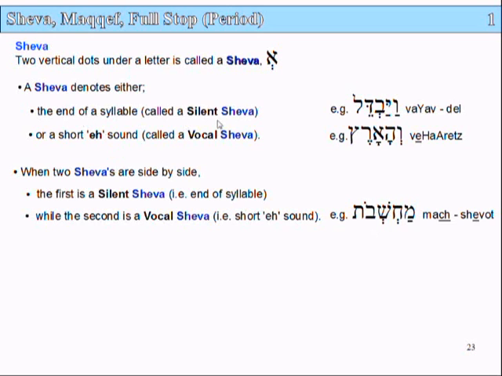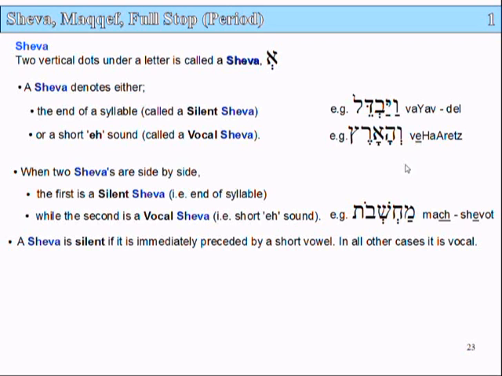So Sheva either means the end of a syllable, or a short sound. And there are a few other rules regarding gutturals and other bits and pieces, which I won't mention here. Just remember that when you see these two dots, they either mean it's a short sound, or the beginning of a new syllable, or the end of a syllable and the beginning of a new one with a short sound. We'll see lots of examples in the slides to come, so you'll soon work it out.